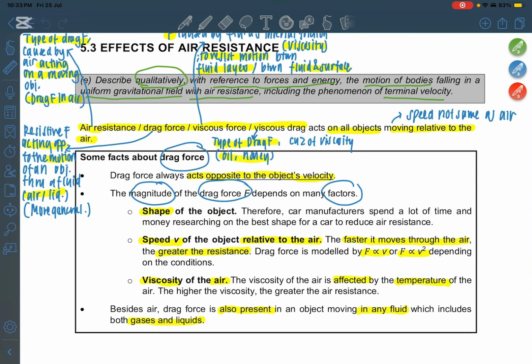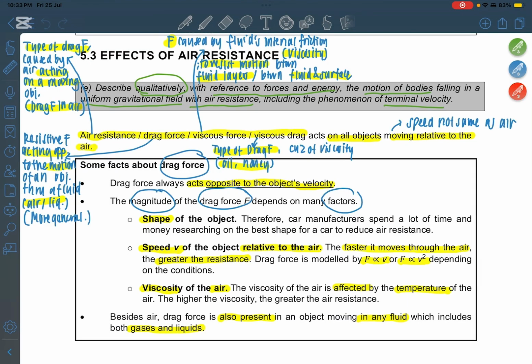Okay, so some facts about drag force. Drag force always acts opposite to the object's velocity. Let's say this guy is going this way, drag force is going to act this way. Sorry, I got cut off. Okay, so basically another fact about drag force is that the magnitude actually depends on many factors. Like the shape of your object, speed of the object, and viscosity of the air. So the shape of the object.